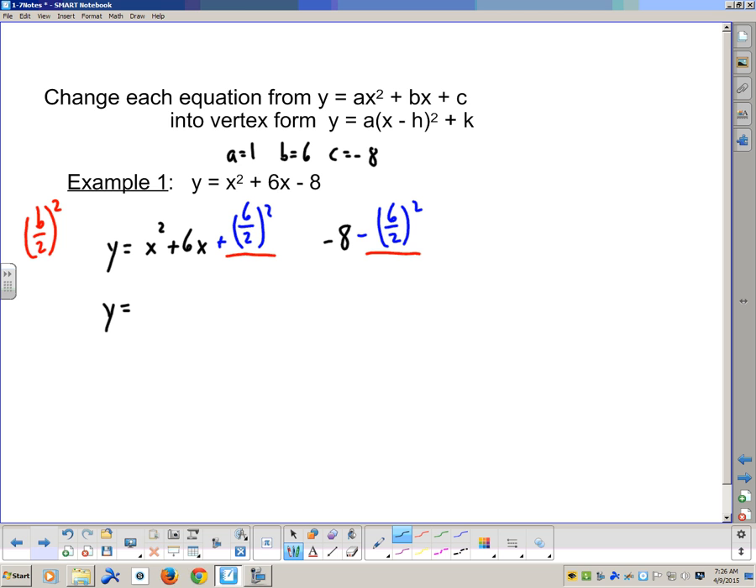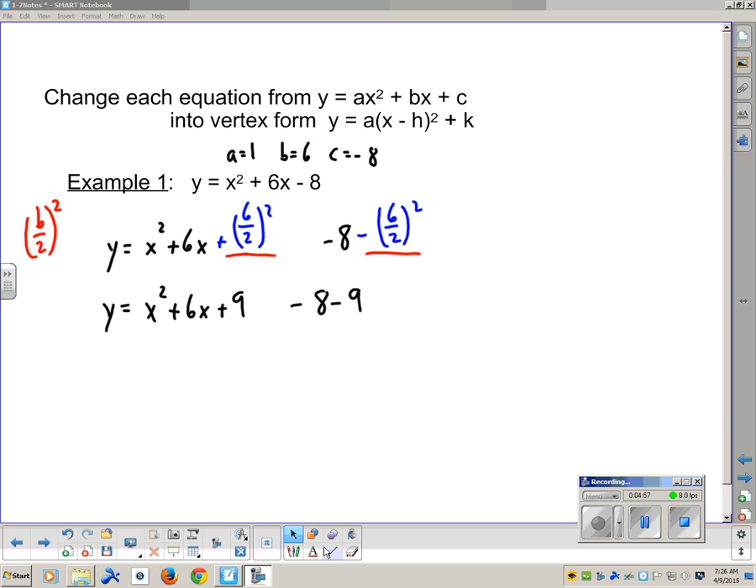So if I get y equals x squared plus 6x, what is 6 divided by 2 squared? Well, 6 divided by 2 is 3. If I square it, I get 9. And then over here, I have minus 9. Now, if you look at that equation, notice you've got a plus 9 and a minus 9 there. They're going to cancel each other out, and you get back to the same equation that we started with. So we haven't changed the value of our equation by doing this.